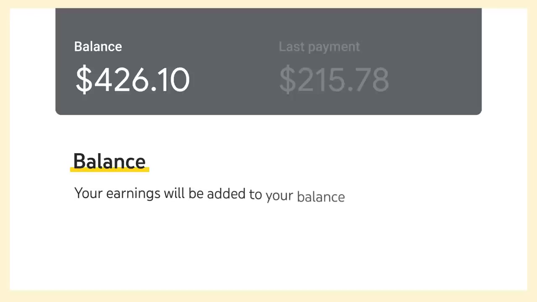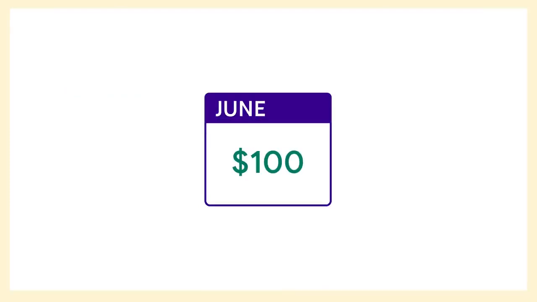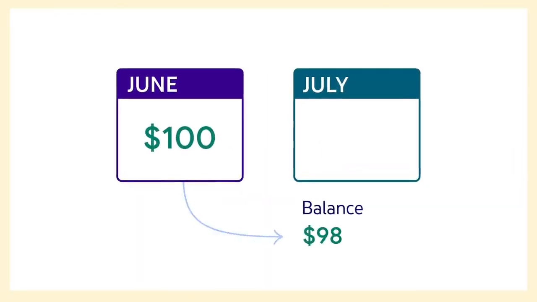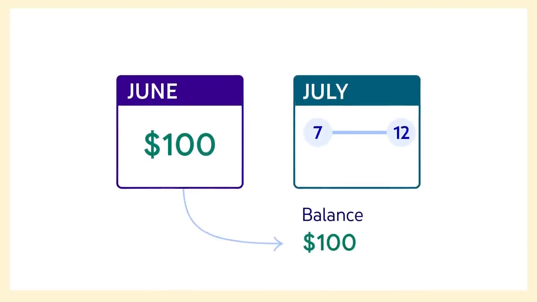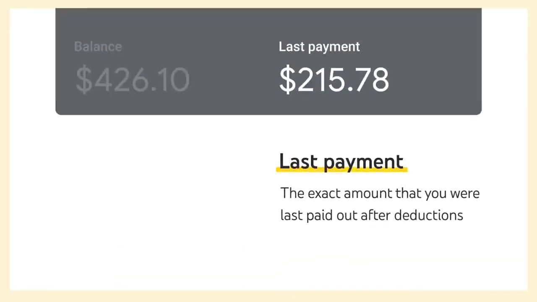Your earnings will be added to your balance between the 7th and 12th of the following month. For example, if you're in the United States and you earn $100 in June, you'll see this balance in AdSense between July 7th and 12th. Last payment shows the exact amount that you were last paid out after deductions.